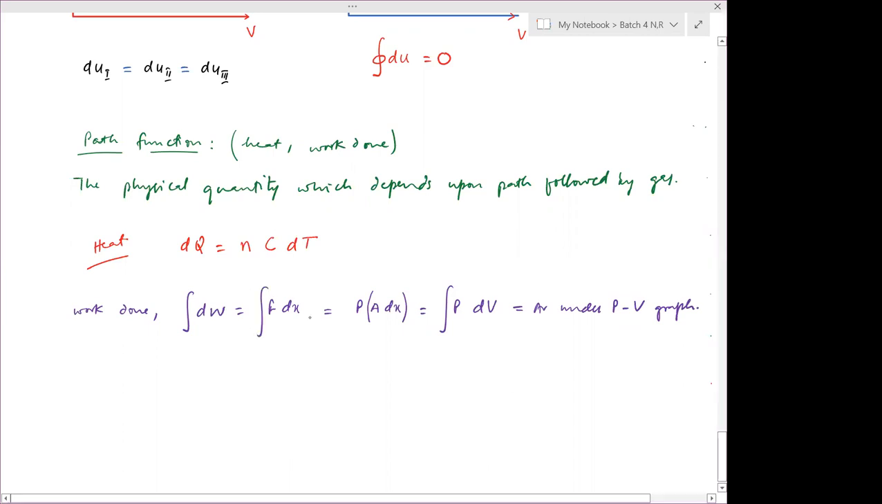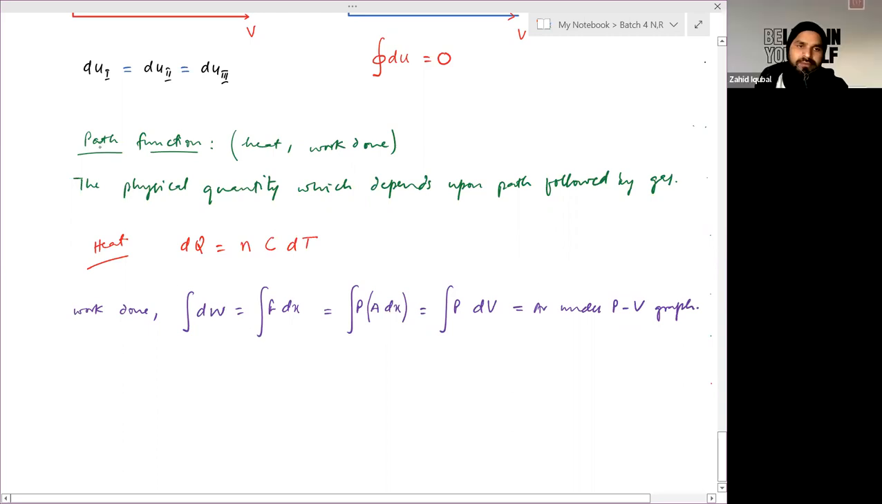Yes, sir. What was the justification for heat being a path function? It may depend upon the path followed by the gas. For a different path, it will have a different value since it will behave as a different process.